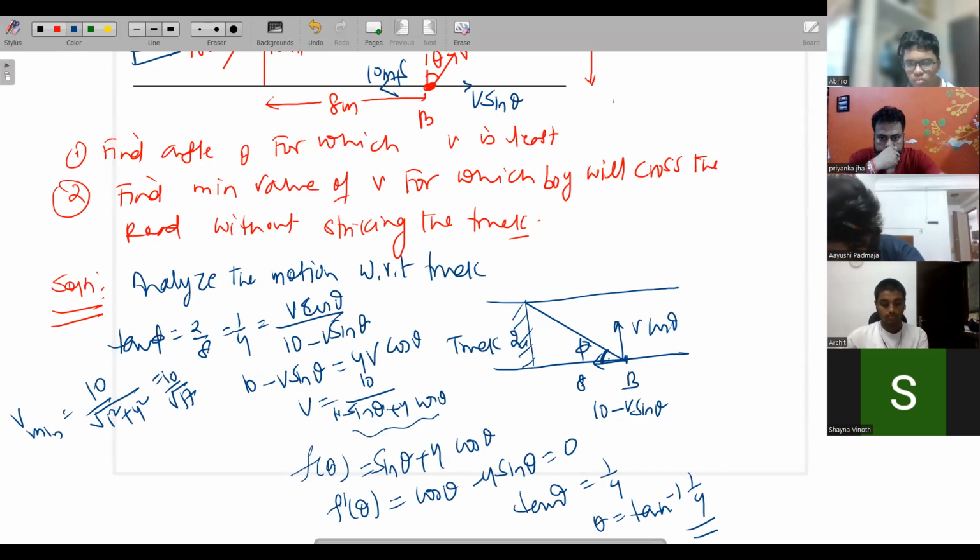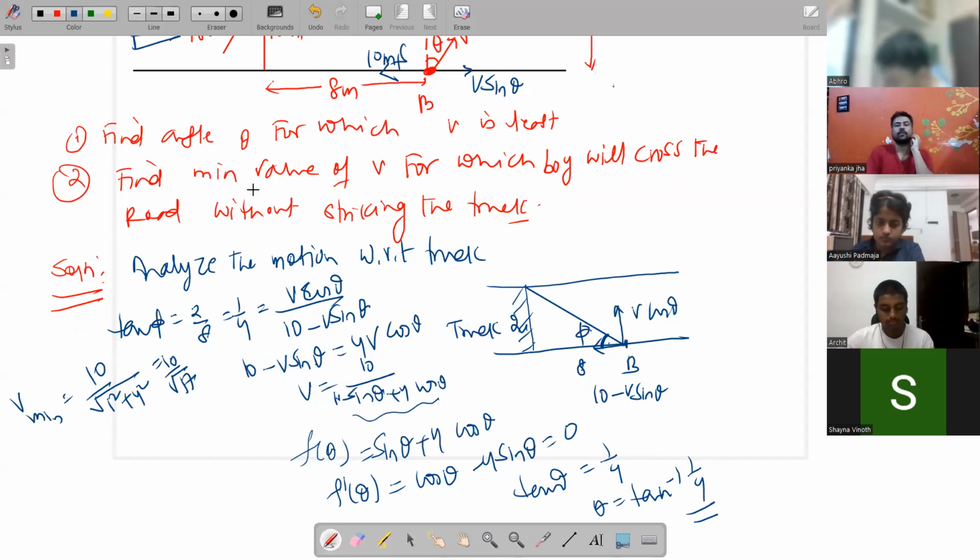So then why do we have to find V minimum, sir? The question says find the minimum value of V for which the boy can safely cross the road without striking the truck.